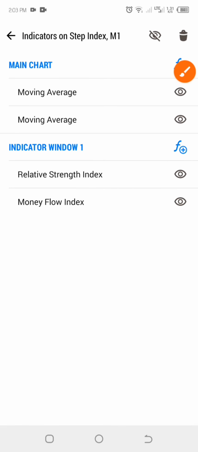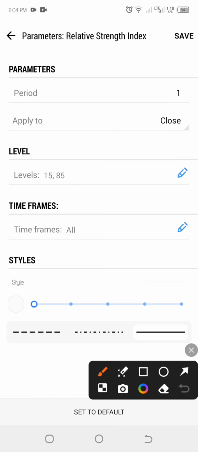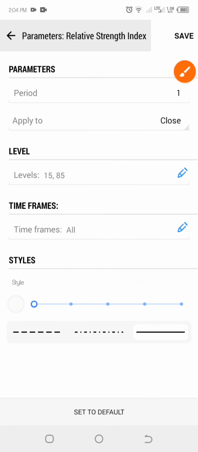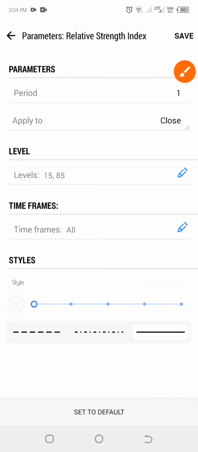Now on to the next indicator, which is the RSI. So how do we add this? To add the RSI, we click on this F icon at the top, and when you click on it, these are the parameters for the RSI. The parameters can be any you want. Just make sure your style matches your background color. Now what we need right here is the levels. We need the 15 and the 85 levels. Then go back and click on save. Then you have your RSI in the chart.